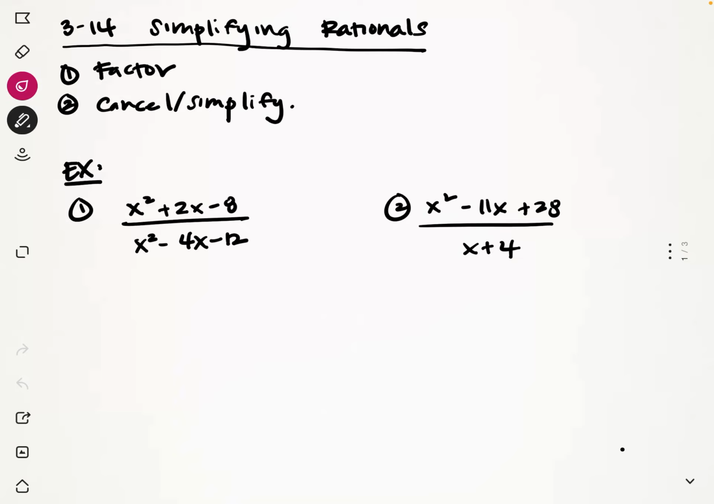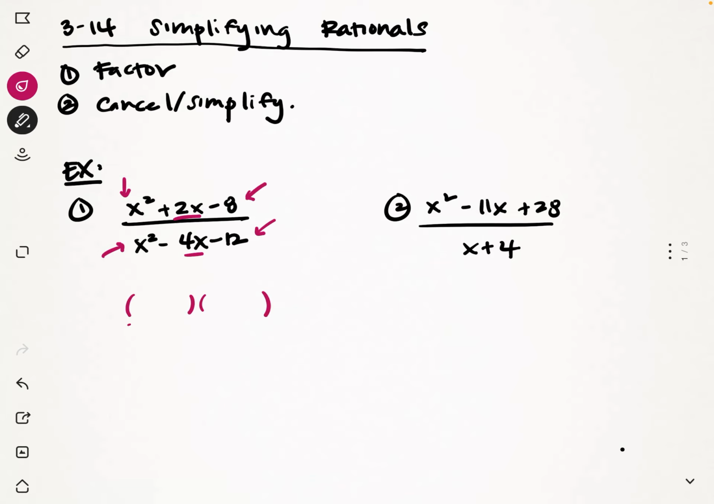We have x squared plus 2x minus 8 over x squared minus 4x minus 12. For these ones where we don't have a coefficient in front of our x squared, they're pretty easy. What we're looking at is this last number. We're trying to figure out what two numbers multiply to get that number, and then add to get the middle number. All right, so we're going to put our parentheses like this.